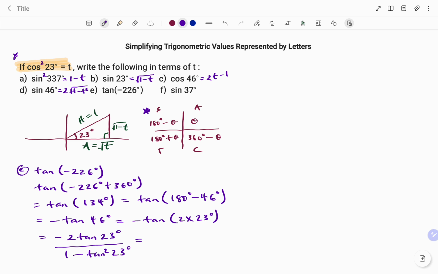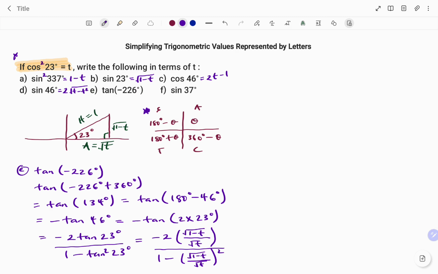So that will be equal to, for my numerator, minus 2 multiplying opposite, that's root 1 minus t, over adjacent, that's root t, all divided by 1 minus the same thing, tan of 23 degrees, all squared, 1 minus t over root t all squared. I'm going to rewrite that properly here.